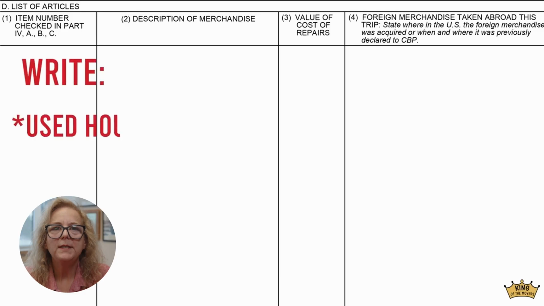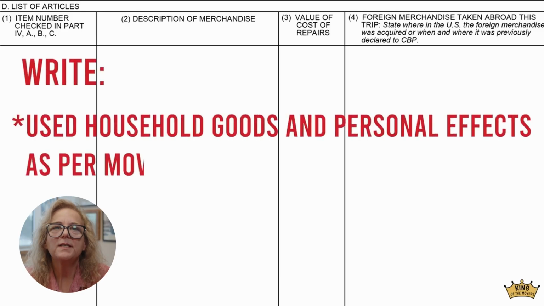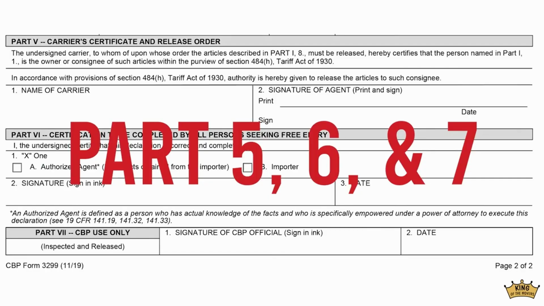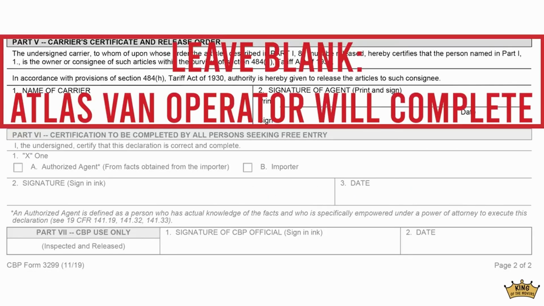On page 2, D, list of articles. This is where the moving company comes into play. The mover will provide you with a moving inventory after the shipment is loaded. You just simply need to indicate in this area, anywhere in box 2, used personal household goods as per mover's inventory. You've just released yourself the responsibility of listing all your personal effects. We would just attach the moving inventory to this declaration.